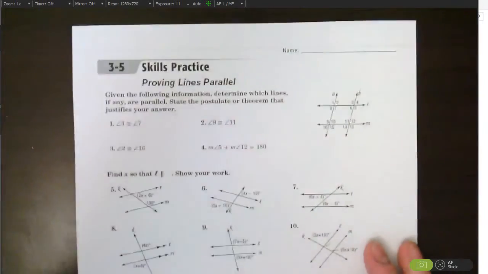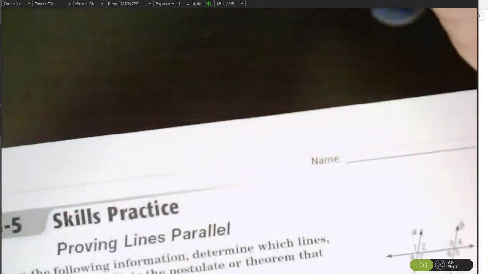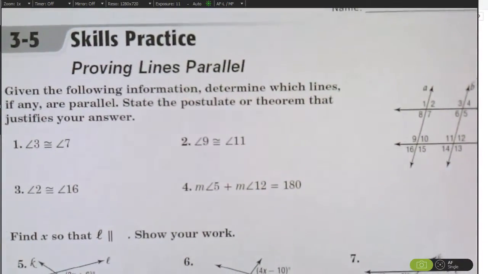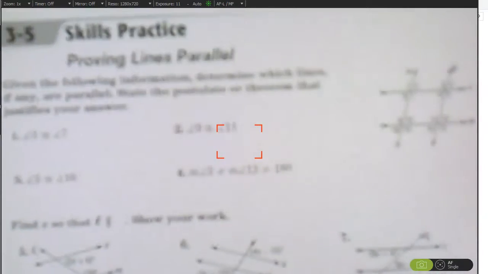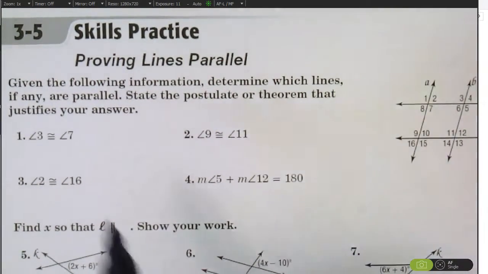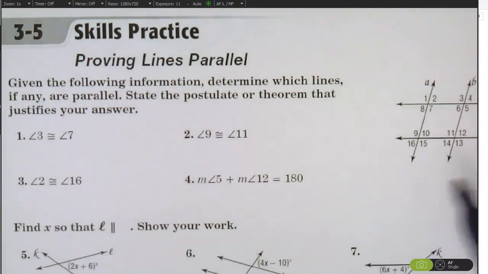I really can't zoom in much more on this. That's okay. Yeah, that worked out okay. Let me do a little bit of auto-focusing on it. There we go. So the question is, are any of the lines parallel given the angle pairs?